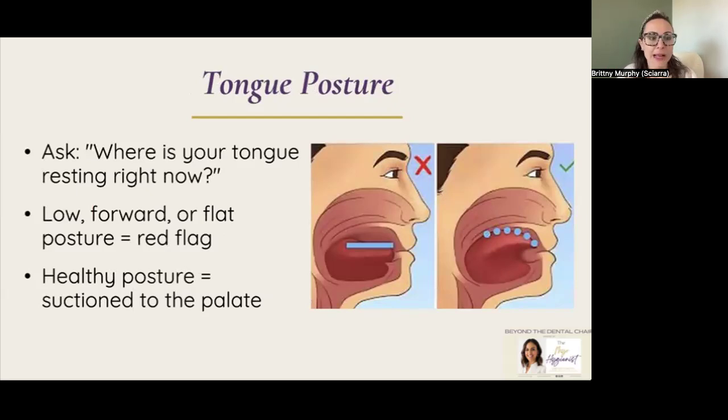Tongue posture. You can ask them, where's your tongue resting right now inside your mouth? Is it up in the top, the roof of your mouth, middle of your mouth, bottom of your mouth? Do you feel it pushing forward against your teeth? Do you feel it pushing out towards your back teeth? That low, forward, or flat tongue posture is an airway red flag. A healthy, correct, optimal tongue posture is the tip, middle, and back of the tongue, that anterior two-thirds body of the tongue, lightly suctioned to the roof of the mouth.